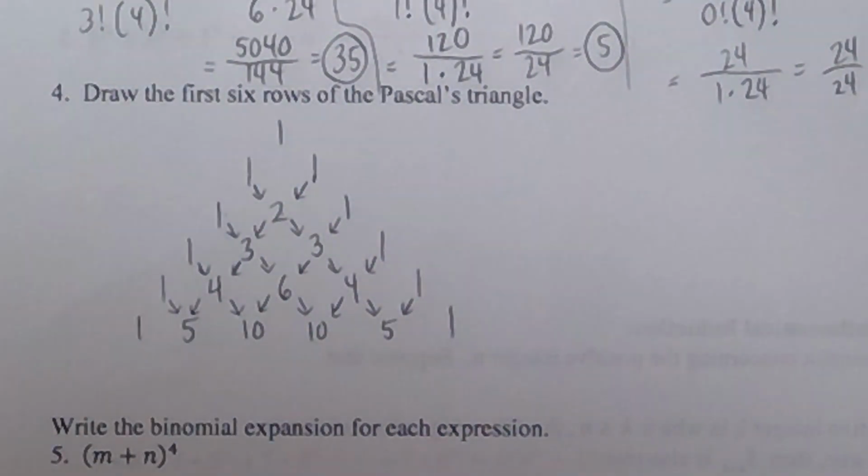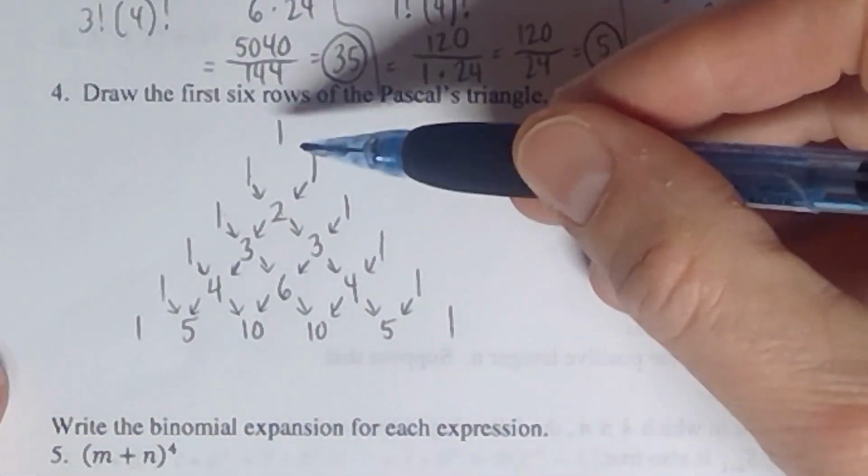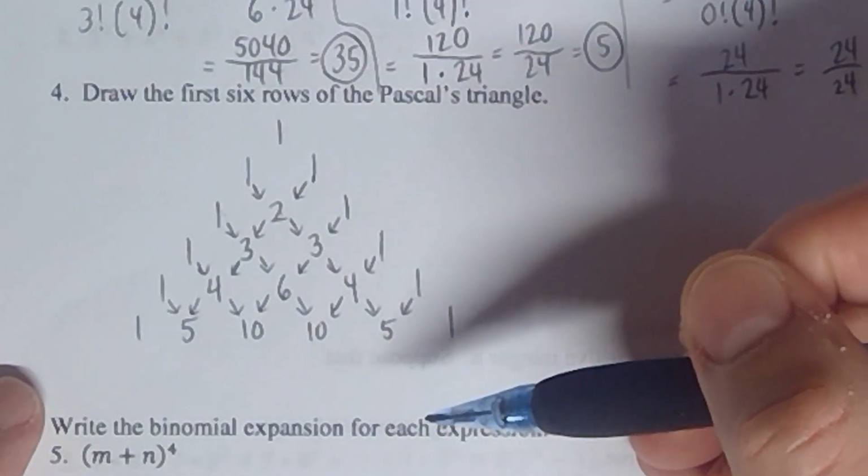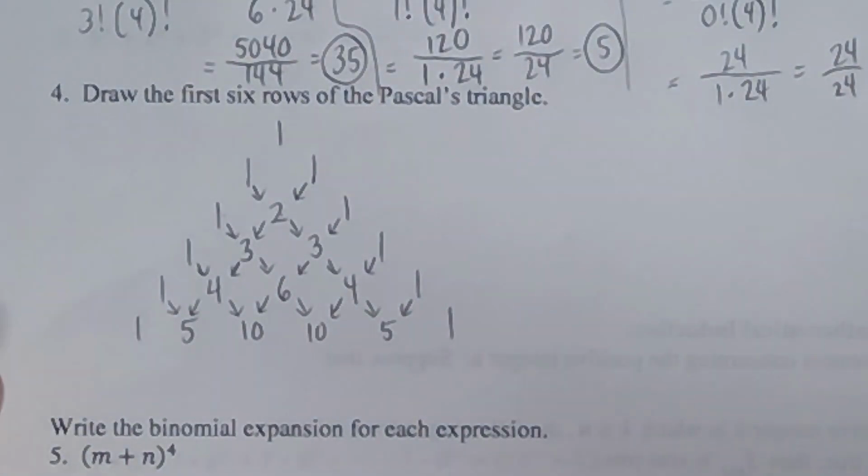And that, you guys, is the Pascal's triangle. Again, theoretically, you could keep on going with this and just keep on doing more and more rows, but you don't have to here because the directions just ask for the first 6 rows. Okay?